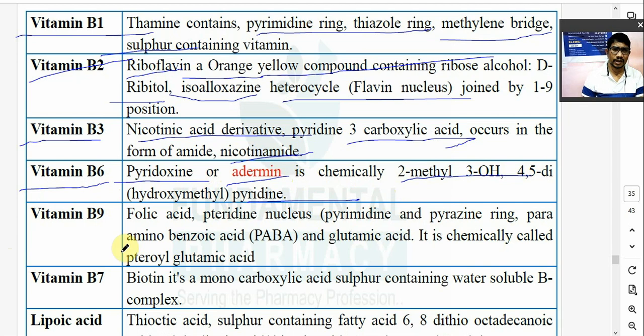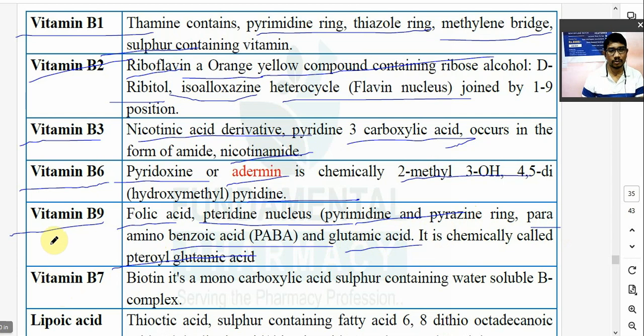उनसे विटामिन B6 pyridoxine. विटामिन B9 अपन उसको बोलते हैं फोलिक एसिड. उसमें देखा है अपन आज, there are 3 components. First component is pteridine nucleus. तो वो टेरिडीन न्यूक्लियस कैसे बनता है, pyrimidine रिंग प्लस पायरेजिन रिंग है ना. सो दो रिंग होता है उसका बना के टेरिडीन रिंग होता है. Then दूसरा कंपाउंड होता है पैरा अमीनो बेंजोइक एसिड, PABA. Third compound होता है ग्लूटामिक एसिड. It is chemically called as pteroylglutamic acid.